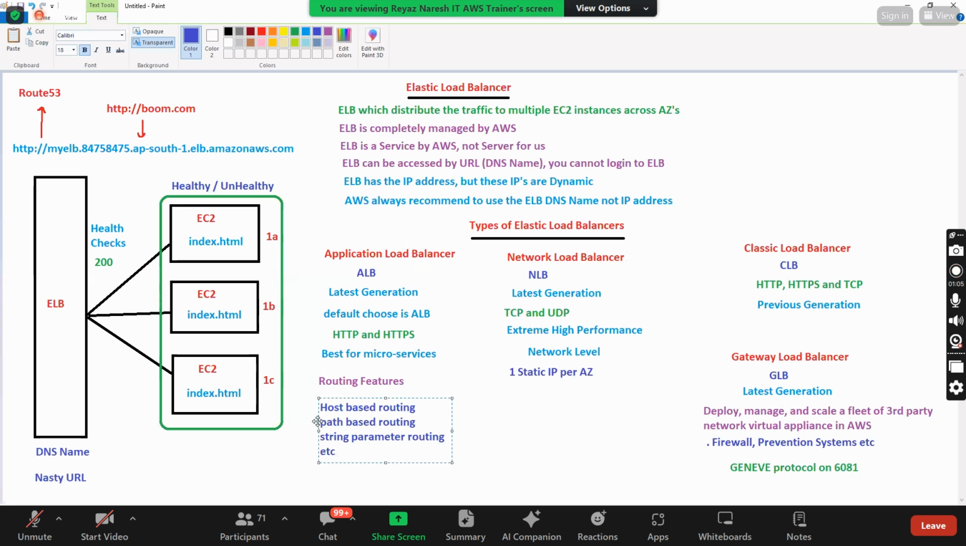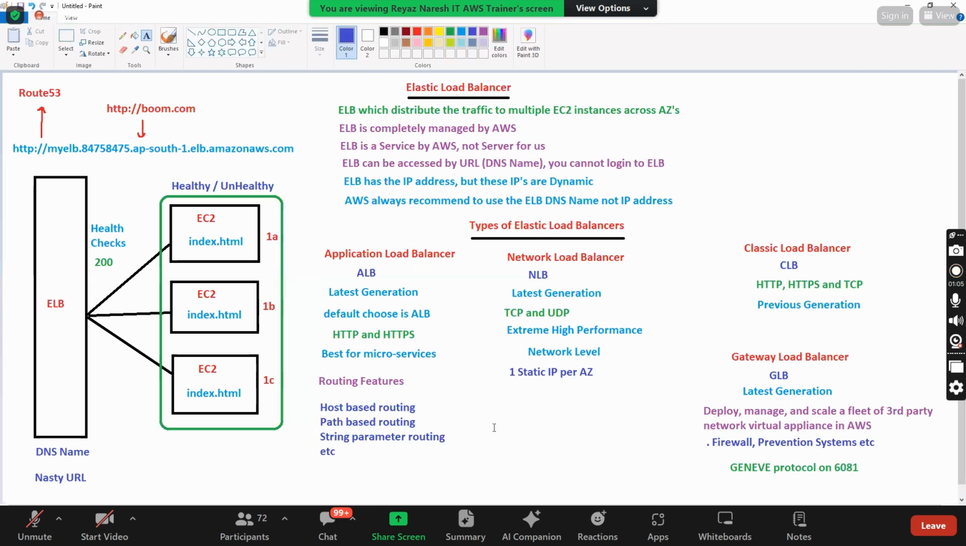I'm listing only a few. So mainly, what are the routing features we have? Host-based routing, path-based routing, string parameters routing.